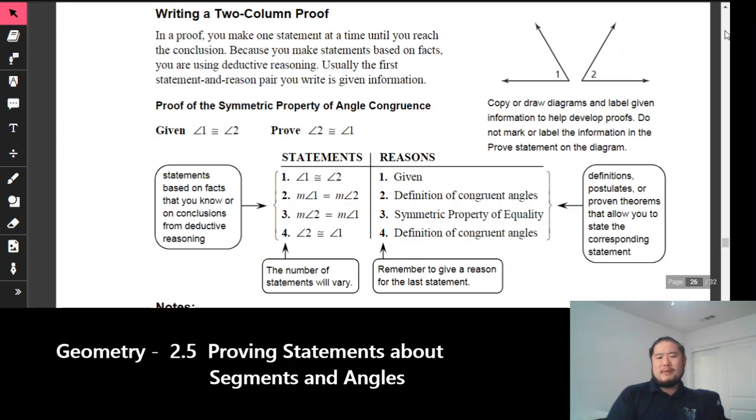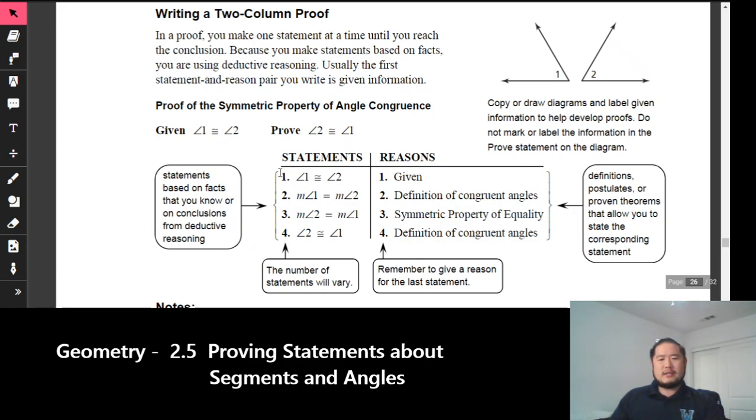The reason why sometimes it may not is because you've got to think about this. When you're proving something, you're trying to write a story. There's a beginning, middle, and end. The beginning is usually where you put the information that you know. So that's why we have the given. So right here in the first problem, it says we have angle 1 and angle 2. And then it says copy or draw the diagrams and label given information to help develop proofs. Do not mark or label information in the proof statement on the diagram.